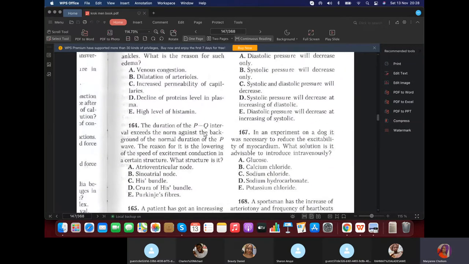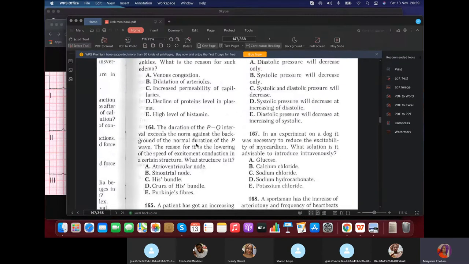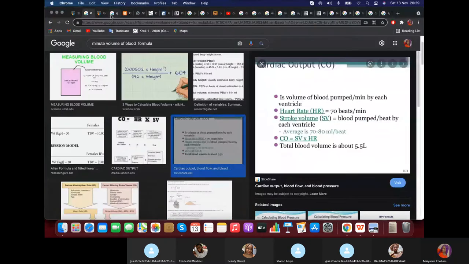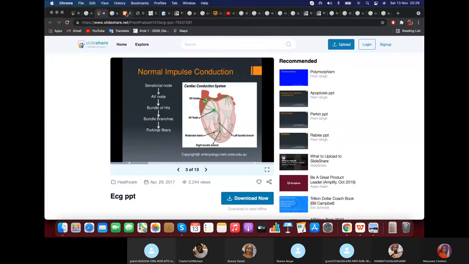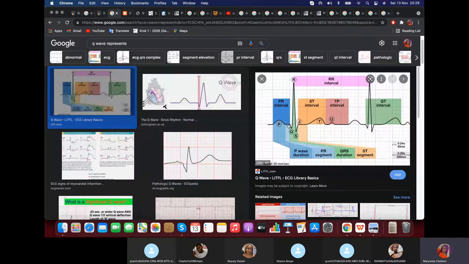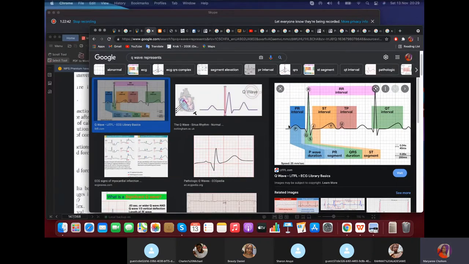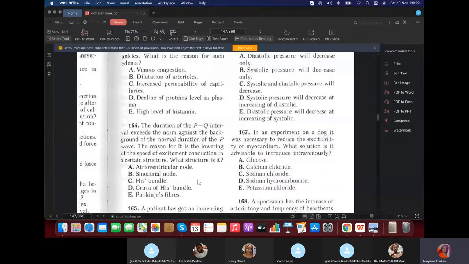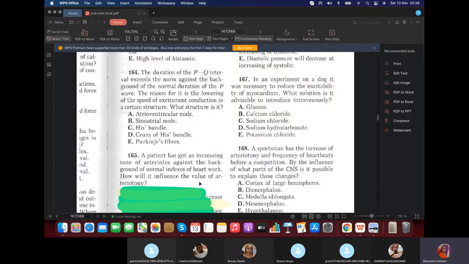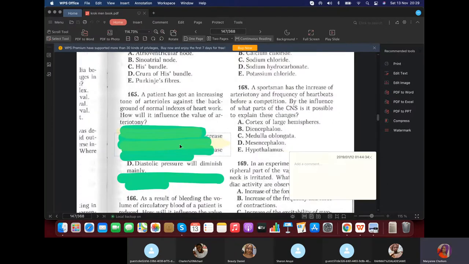The duration of the PQ interval exceeds the norm against the background of normal duration of P wave. The reason for it is lowering the speed of excitement through what? Through the AV node. I explained this here. If this PQ part is increasing, it means there's a lowering speed of excitement in the AV node, because that straight line signifies the AV node delay.